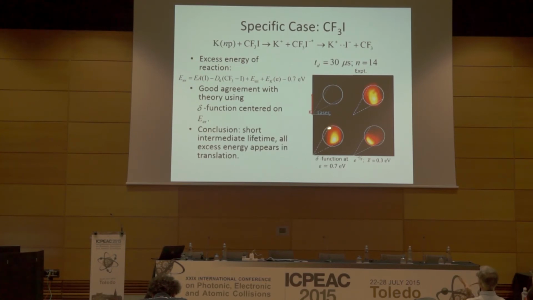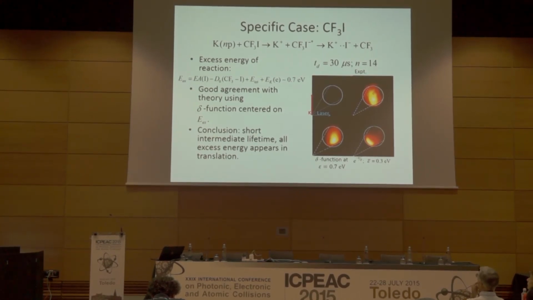And here we have calculated distributions using a delta function energy release distribution and a Boltzmann-like energy release distribution. And as you can see, there is very good agreement between the experimental results and the model using the delta function distribution, which indicates that the CF3I minus intermediate is very short-lived.